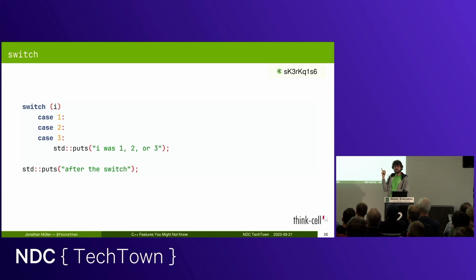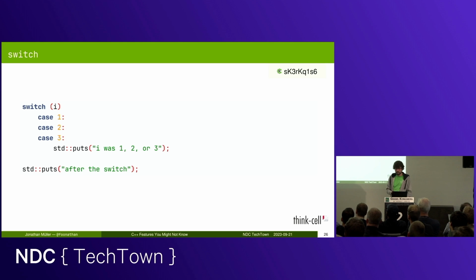This is a switch. If you have a single statement, you don't need braces. So this is a switch. It has a single statement. And then the second statement is after the switch. So if i is 1, 2, or 3, we will print it, and then we will print the other thing. And otherwise, we will just do nothing and go immediately to the end. You don't need braces around the switch.